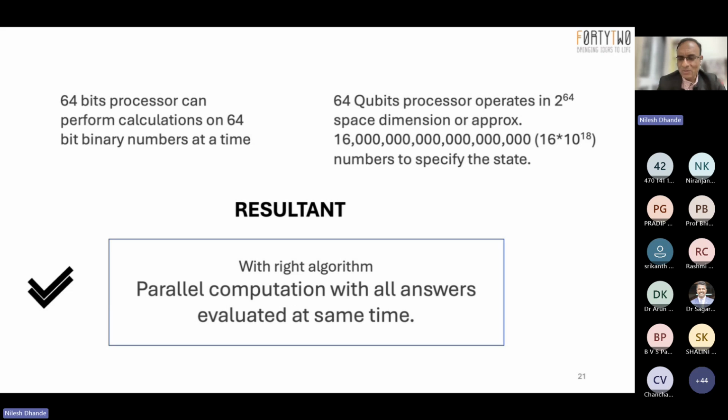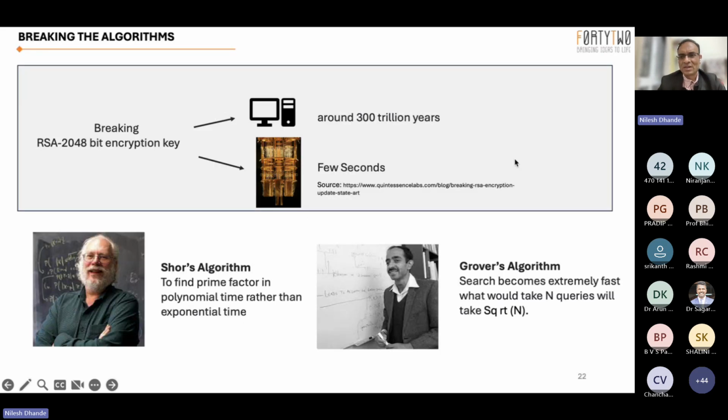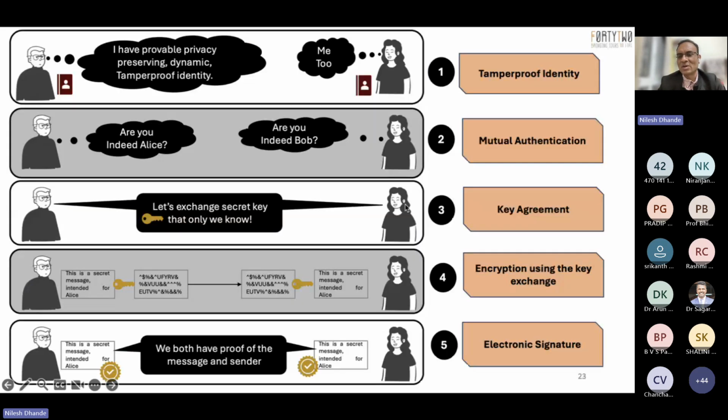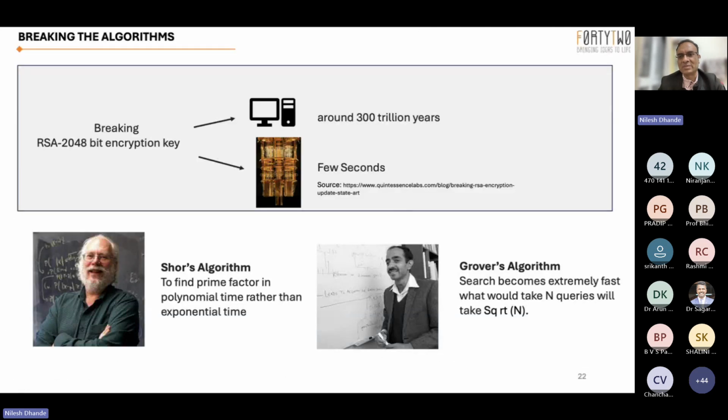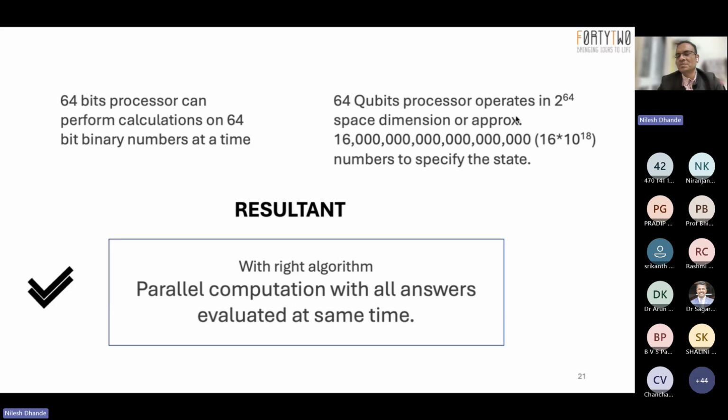Now, a question in the room, and you can respond by unmuting yourself. What is the largest quantum computer that is available in the world today? Anybody, any guesses? The largest quantum computer available in the world today is 1,000 qubits. It is getting there already.